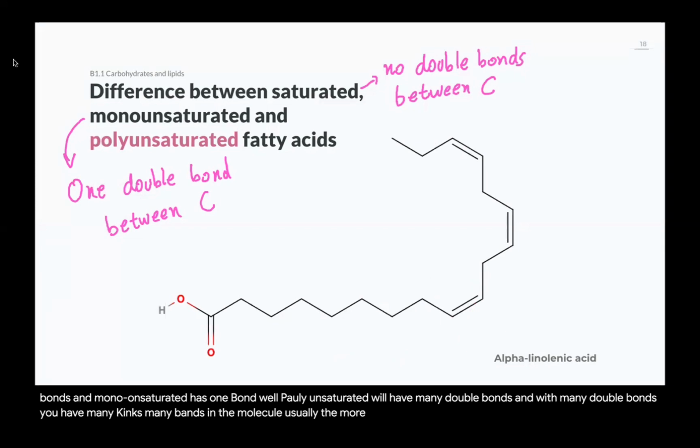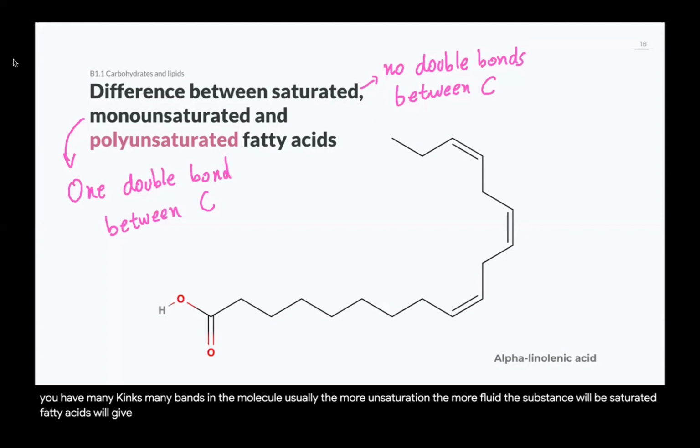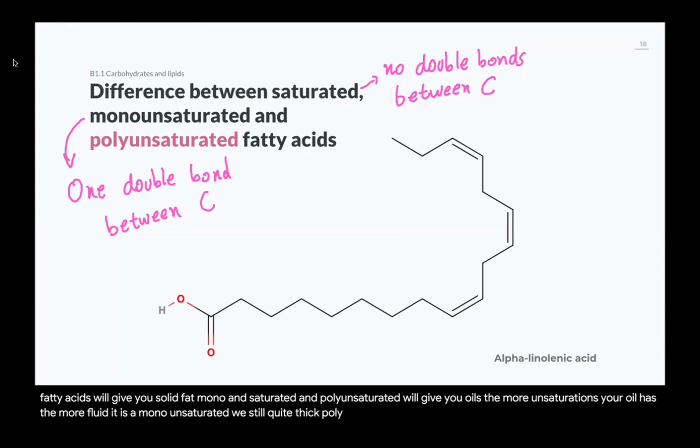Usually, the more unsaturation, the more fluid the substance will be. Saturated fatty acids will give you solid fat. Monounsaturated and polyunsaturated will give you oils. The more unsaturations your oil has, the more fluid it is. A monounsaturated will be still quite thick. Polyunsaturated is very liquidy, is very fluid.